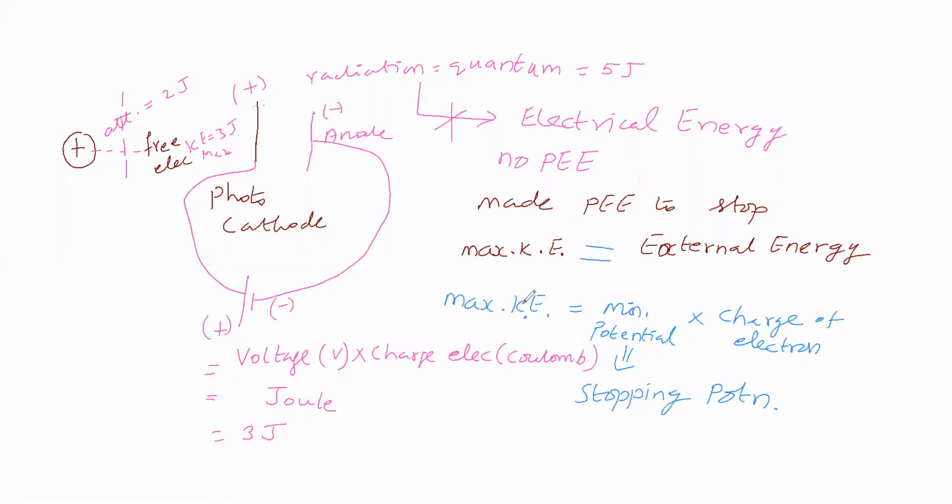Okay, so maximum kinetic energy is equal to stopping potential times the charge of the electron. So in the photoelectric effect, what are the points we discussed so far? We will revise it. One is, if the frequency of radiation is less than the threshold frequency, there is no photoelectric effect.